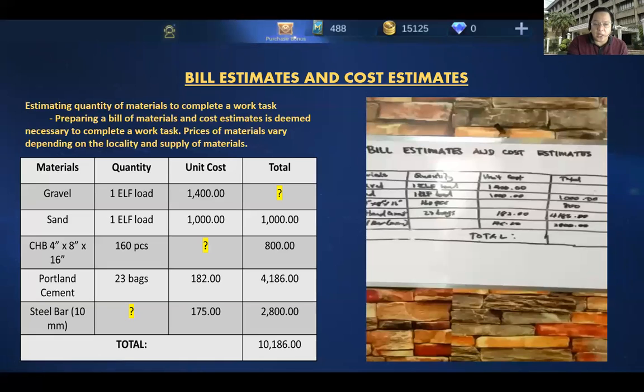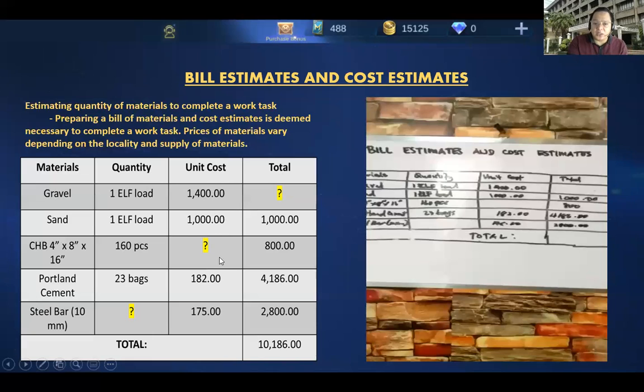As you can see, we have here the table. We have the different sample materials such as gravel, sand, CHB, Portland cement, and steel bar. And then we have the quantity, the unit cost, and the total cost. Remember, during the filling of the table, if the total is not available, all you have to do is multiply quantity times unit cost.